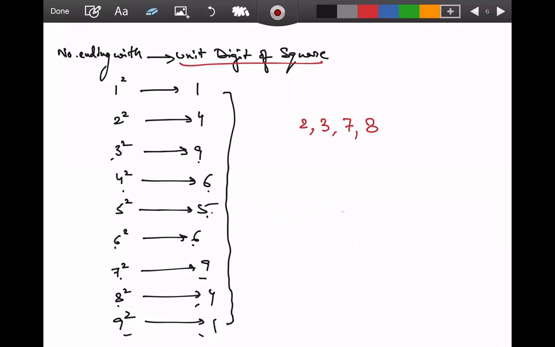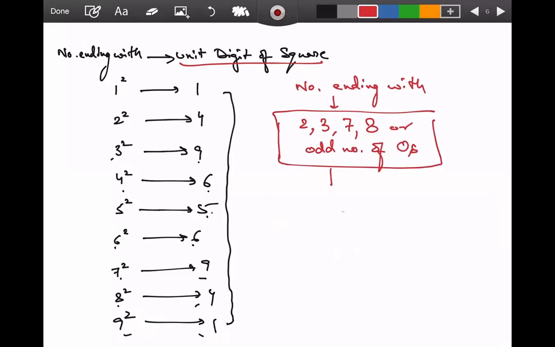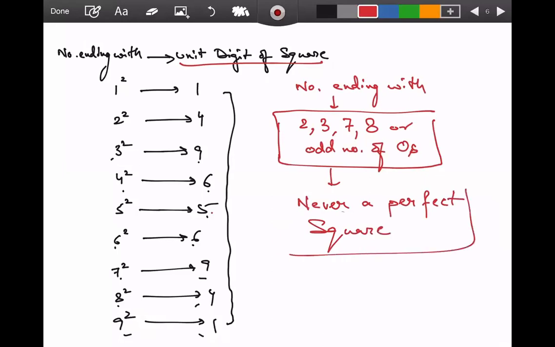So for now we can conclude that any number ending with 2, 3, 7, 8 or an odd number of zeros will never be a perfect square. Vice versa is not true.